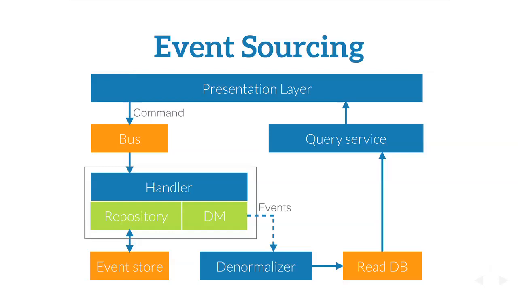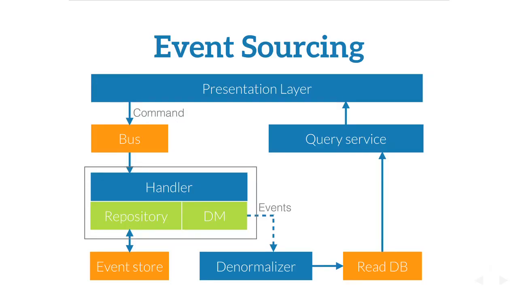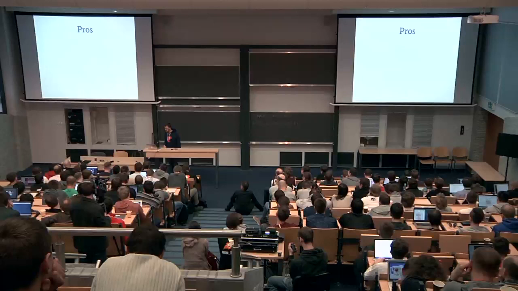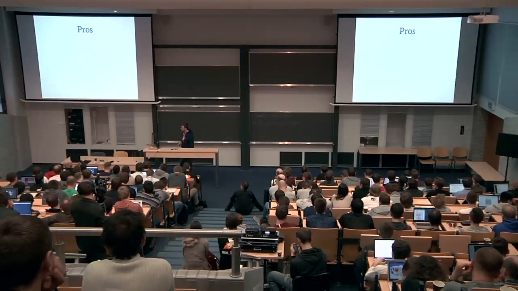These events are captured by the normalizer that prepares the data for reading. Okay? And the query service reads from the read database and exposes the data to the user. So here we have an event store and the read database. What are the pros and cons of this type of architecture?